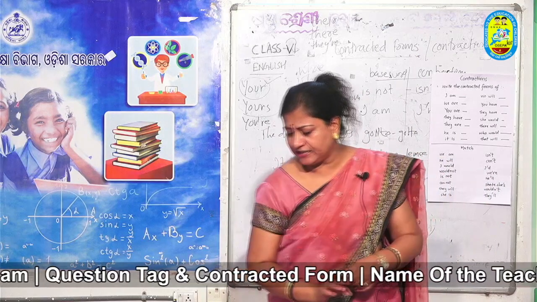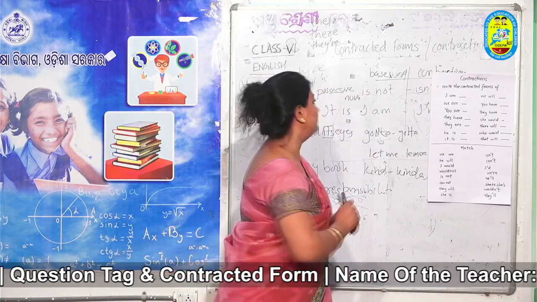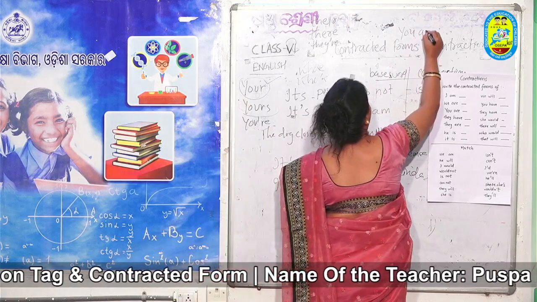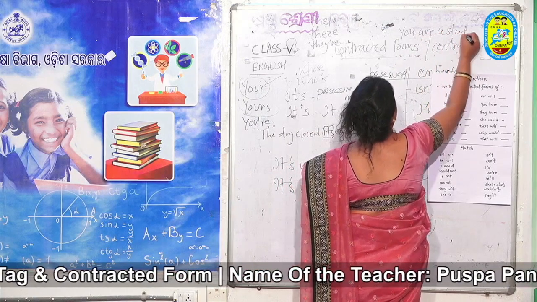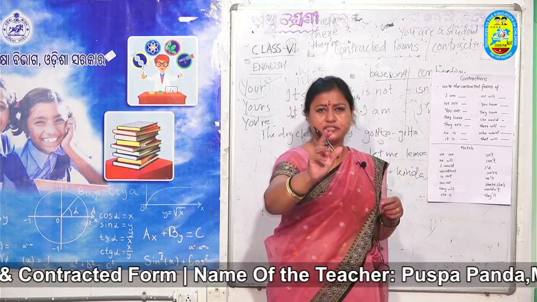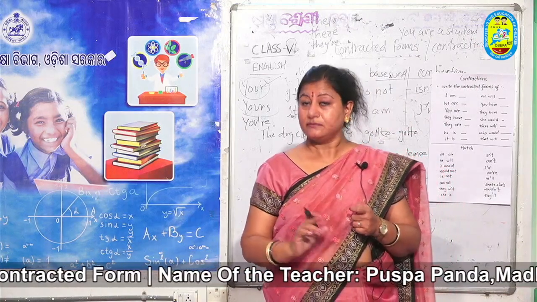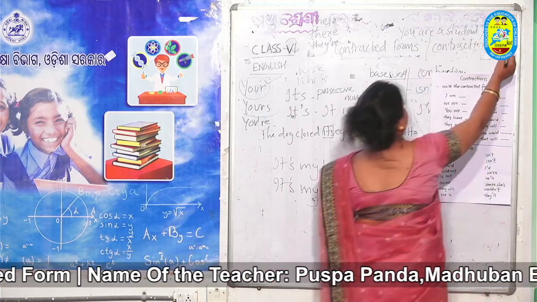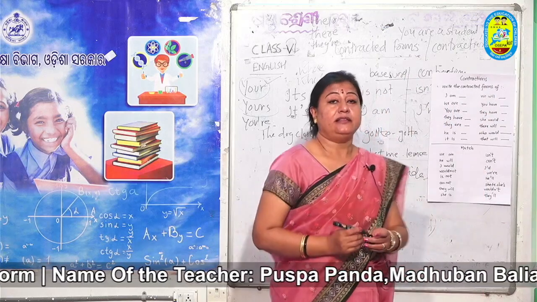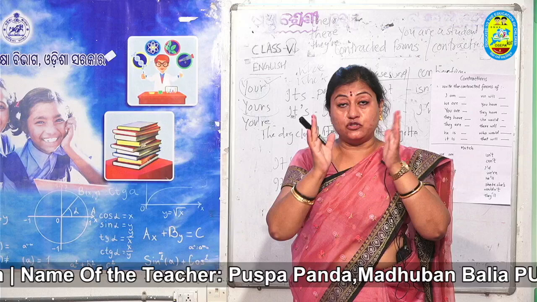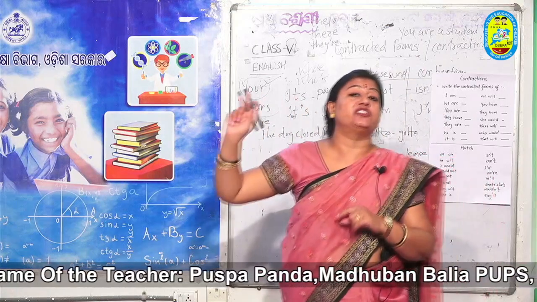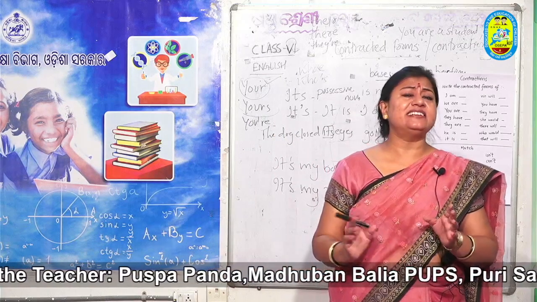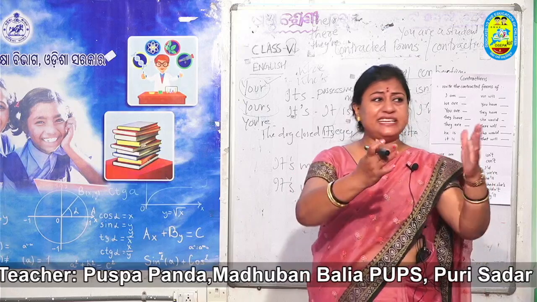For example, you are a student. You are a student, aren't you? Aren't you? Question mark. Question tag. There is always a question mark at the end. Rosie isn't a teacher, is she?